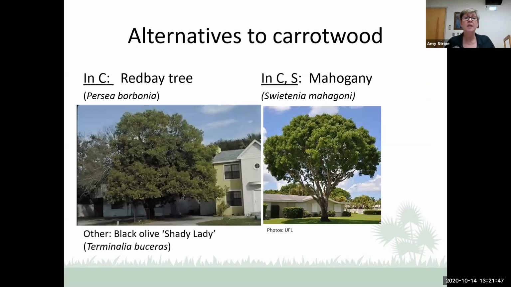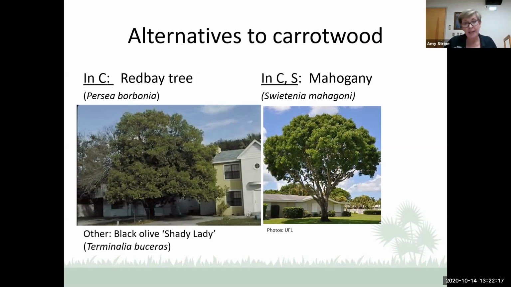So, good alternatives. The native red bay tree, this is Persea borbonia. This is a beautiful native tree. In fact, it is in the laurel family, so you can use its leaves as a substitute for bay laurel in cooking, for culinary uses. It is a fairly fast-growing tree, and it can be shaped beautifully. In Central and South Florida, again, I'm throwing the mahogany out in front of you, so you better get one.